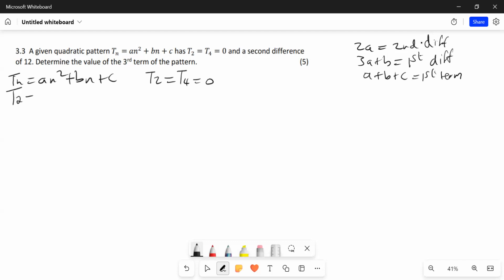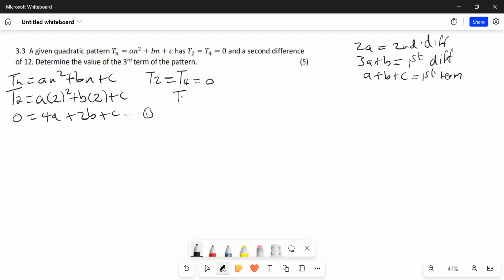Let's find T2. In place of n, I'm substituting 2: 2 squared a plus 2b plus c, right? But they said T2 is equal to 0. But 2 squared, that's 4. We have 4a plus 2b plus c. That becomes our equation 1, right?